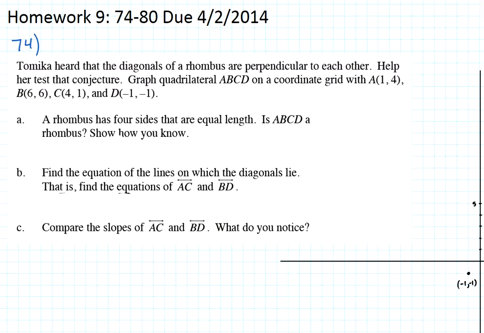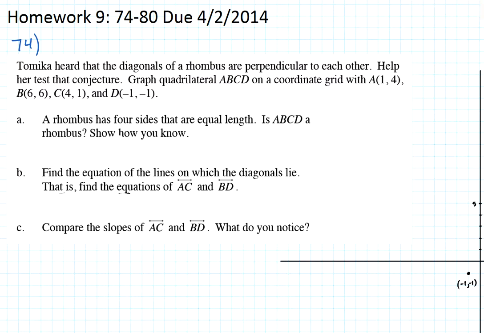Chapter 9, question 74. Tamika heard that the diagonals of a rhombus are perpendicular to each other. Help her test that conjecture. Graph quadrilateral ABCD on a coordinate grid with A at (1, 4), B at (6, 6), C at (4, 1), and D at (-1, -1).